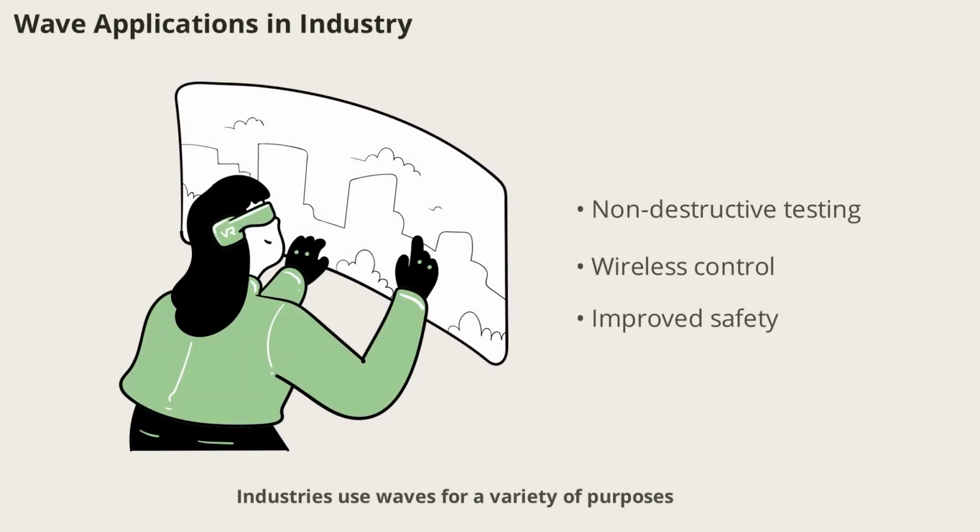Industries use waves for a variety of purposes, including non-destructive testing, quality control, and communication. Ultrasonic waves can detect flaws in materials, while radio waves enable wireless control of machinery. These applications improve safety, efficiency, and productivity across many sectors.